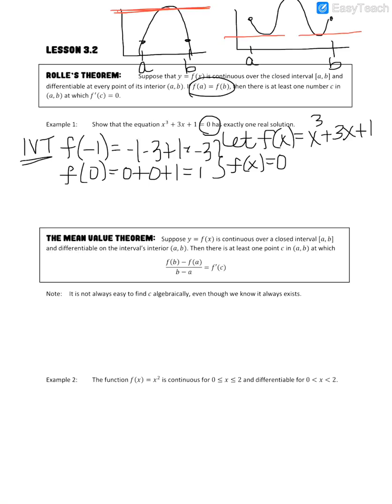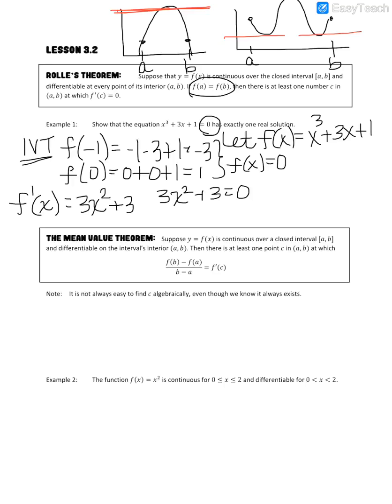What we just proved is that there is a solution. We want to prove there's exactly one. So what we're going to do now is use Rolle's theorem. We're going to take the derivative of f. This would give me 3x squared plus 3, and I want to set it equal to 0.